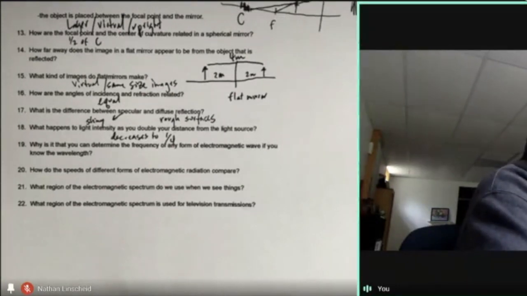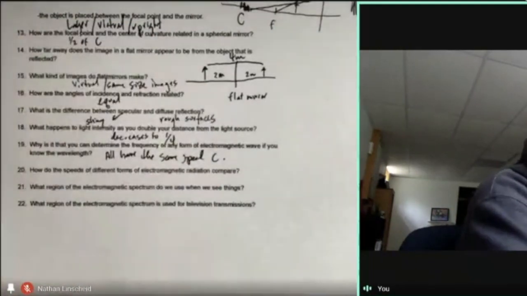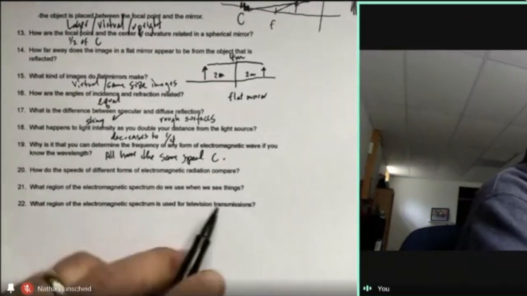Number 19, why is it that you can determine the frequency of any form of electromagnetic wave if you know the wavelength? It's because they all have the same speed. And that speed is c, and that is 3 times 10 to the 8th meters per second. Number 20, how do the speeds of different forms of electromagnetic radiation compare? They're all the same.